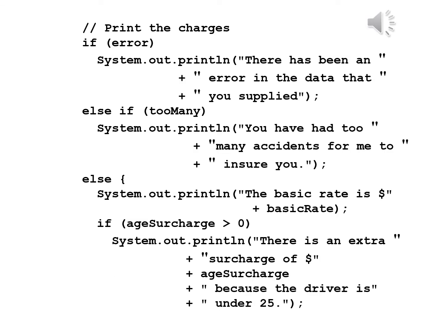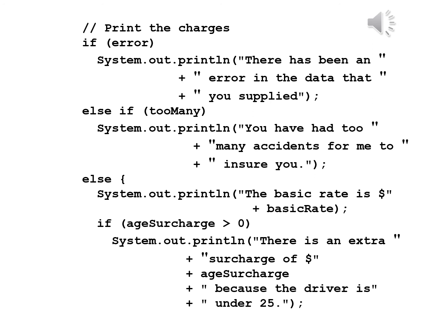At this point, we've determined if there is an age surcharge, and if there is an accident surcharge, and if so, how much is it? It's time to print the charges. Now, we're not going to simply print the final result, because in any case like this in real life, the user would want to see exactly what the breakdown is. So that's what we'll do here.